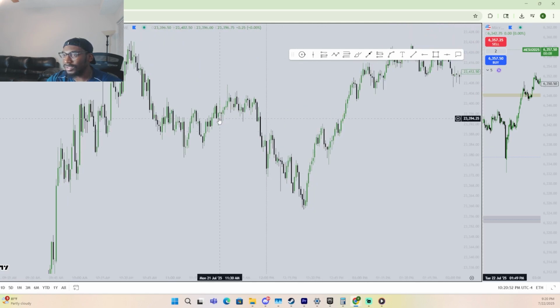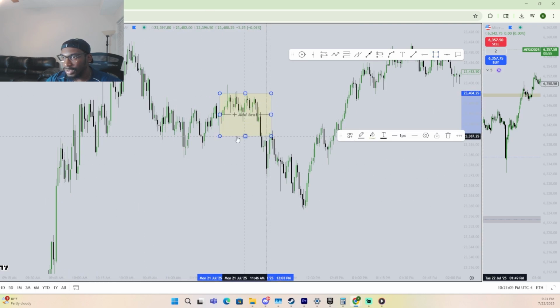You could probably see right here, it's the same idea. I was bullish. We came back here into this fair value gap on this 15 minutes. This is a fair value gap. This right here. What is this? Areas right here.